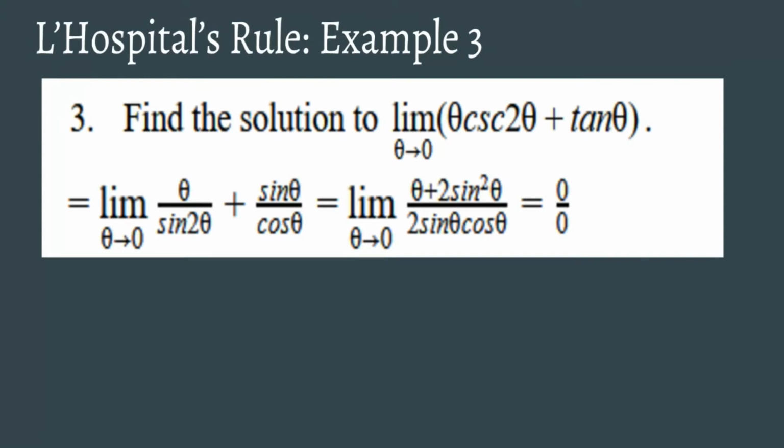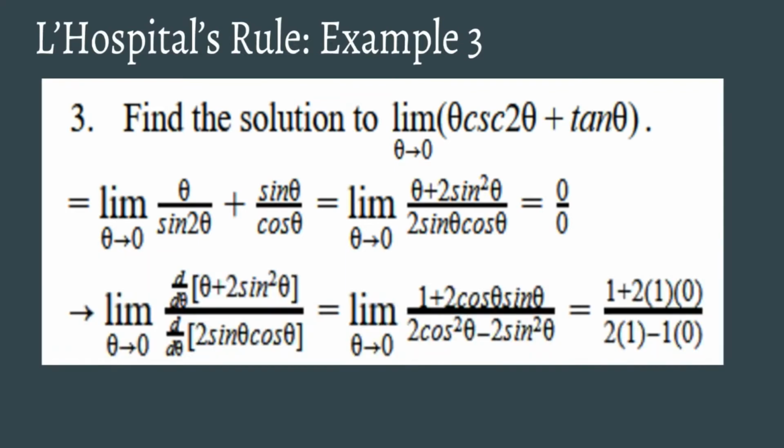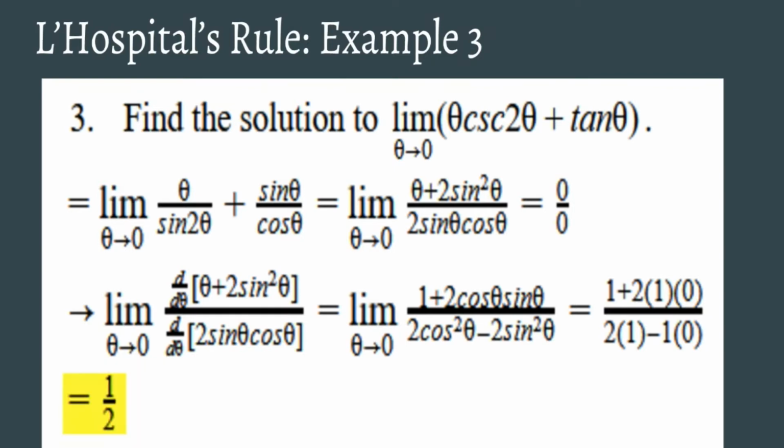We combine the two fractions, and the limit as theta approaches 0 is an indeterminate form of 0 divided by 0. We take the derivative of the top and bottom function separately, ending with the limit as theta approaches 0 of 1 plus 2 cosine theta sine theta divided by 2 cosine squared theta minus 2 sine squared theta. If we apply the limit of theta approaching 0, we end up with 1 plus 2 times 1 times 0 divided by 2 times 1 minus 1 times 0, which is equal to 1/2.